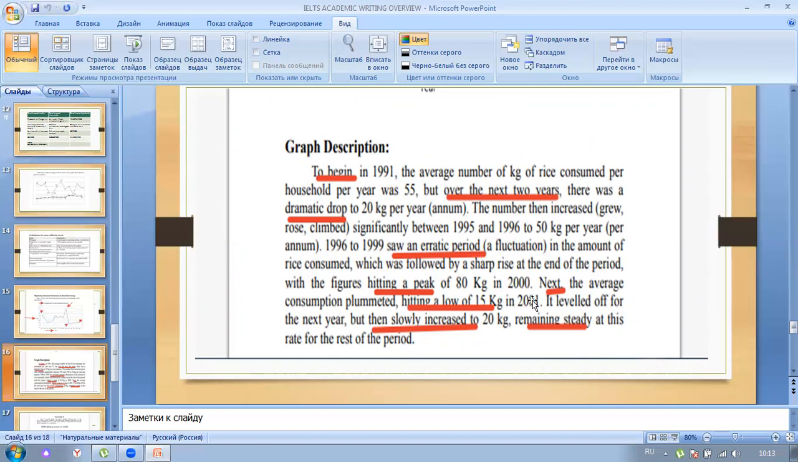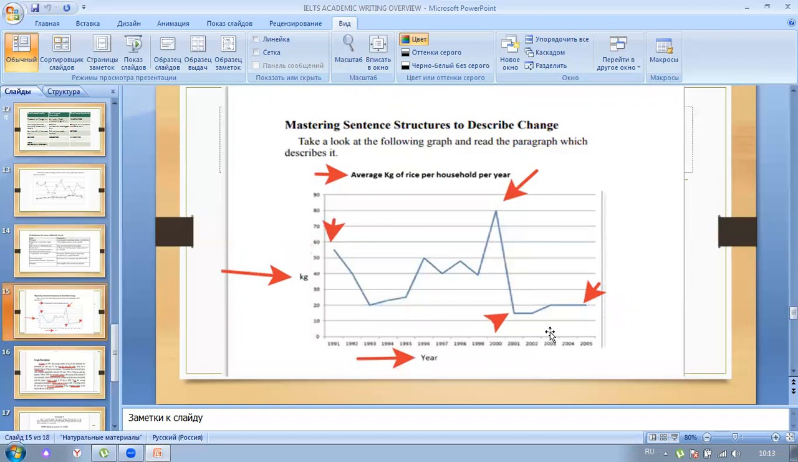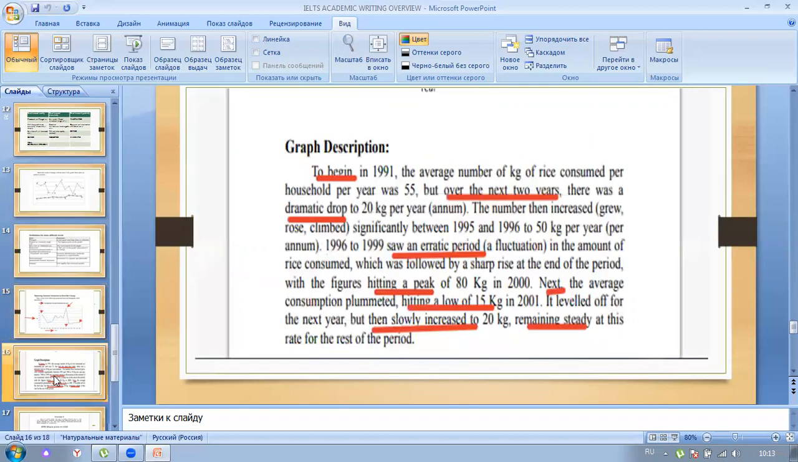Next, hammasida biz har xil struktura, har xil kirish so'zlardan foydalanyapmiz. Next, the average consumption plummeted. Tushib ketdi. Plummeted prosta tushib ketdi deb davom etsak bo'ladi, lekin biz nimani mention qilyapmiz? Mana bu yerda eng past nuqtasi ekanligini: hitting a low of 15 kilogram in 2001. Prosta plants in 2005.